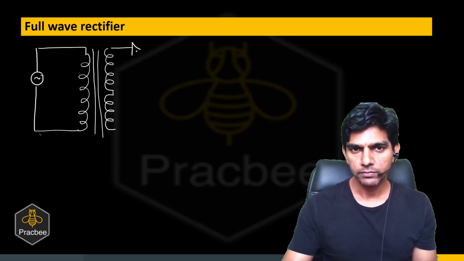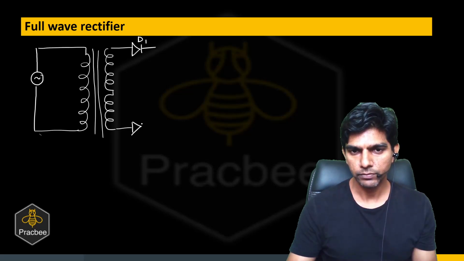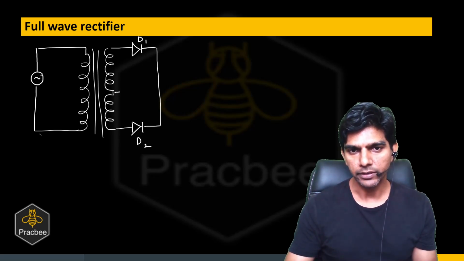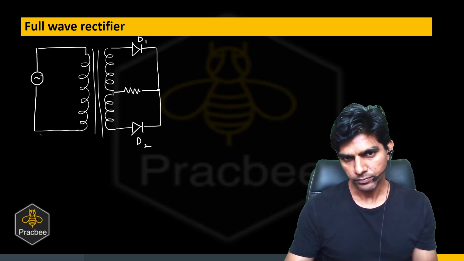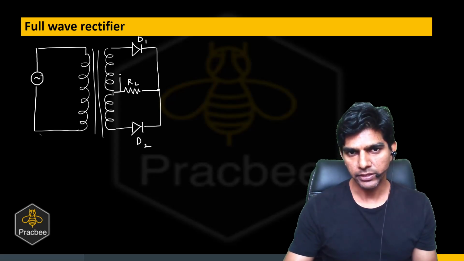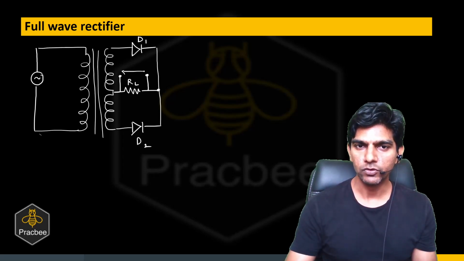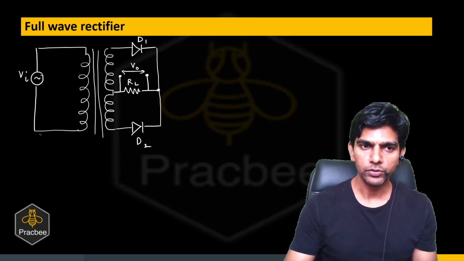And there are two diodes. Let us say this is diode D1 and there is a diode D2, and their P sides are joined together, and from the center of the secondary winding, there is a load resistance. So this is RL, and we are measuring the voltage across these two points. So this is our output voltage and this is our input voltage.